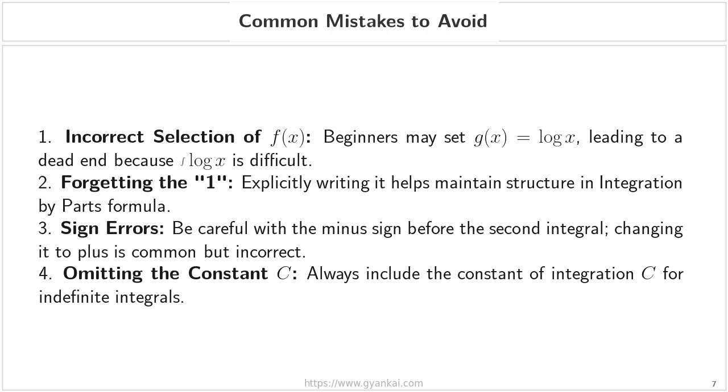4. Omitting the constant c. Finally, and this is a general rule for all indefinite integrals, don't forget to add the constant of integration, c. The derivative of a constant is 0, so when we reverse that process to find the integral, there could have been a constant term that disappeared during differentiation. C represents that unknown constant. Leaving it out means your answer is incomplete.